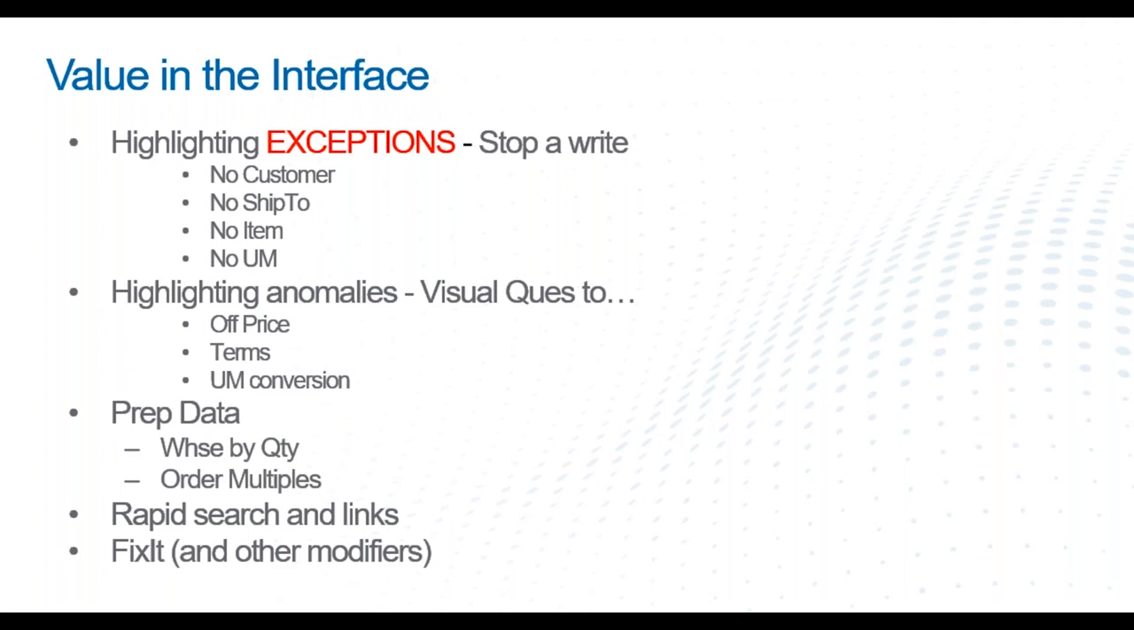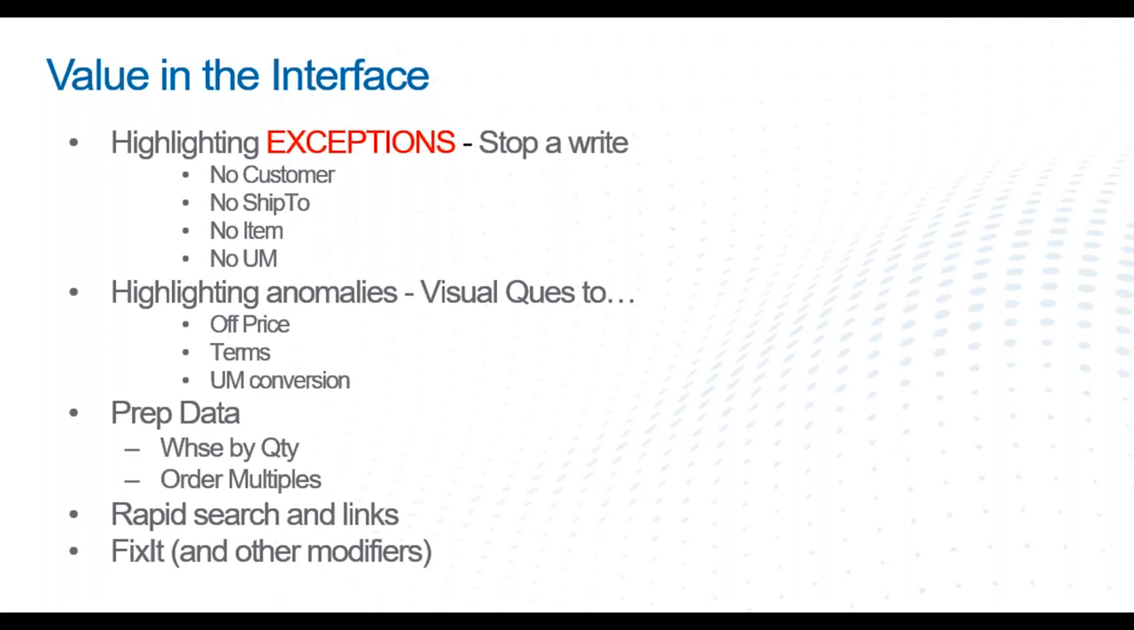But by default, you just can't put the order in without a customer. So I think we all understand that. Then we highlight anomalies. And these are visual cues, things that are off price, things that are off terms, things that are unit of measure conversions, things that possibly aren't going to really be the way you want the order to go in, but you want to know about it ahead of time. And in that way, you can address it either once it's in the system, or you can even address it before it goes in, but we're going to highlight those things for you.